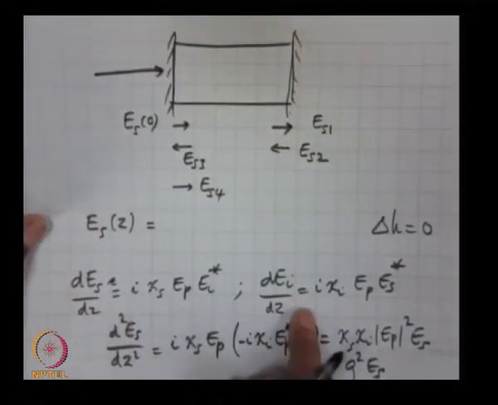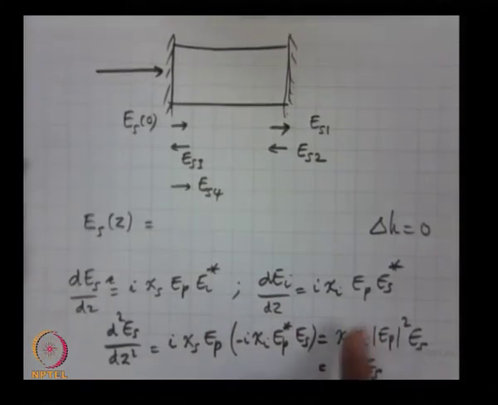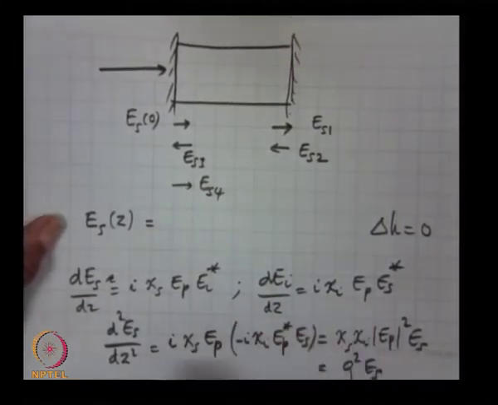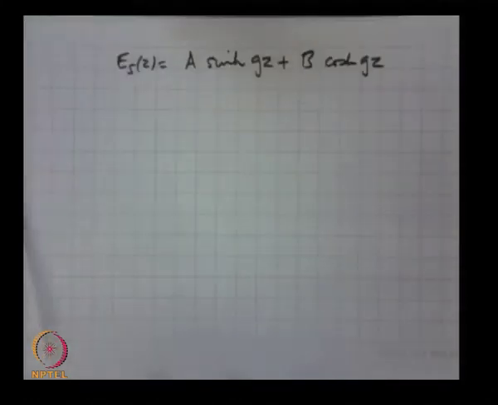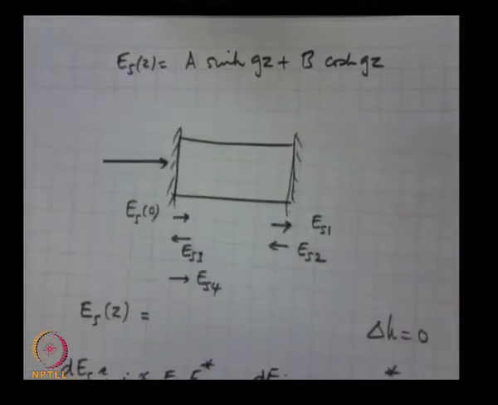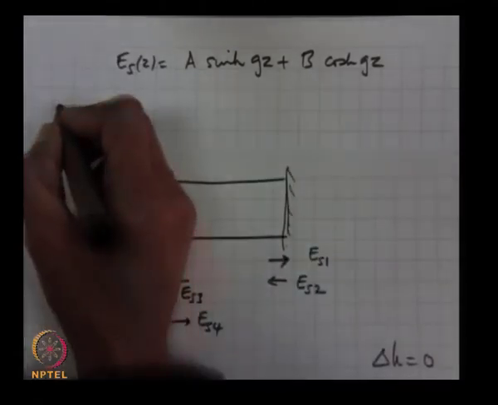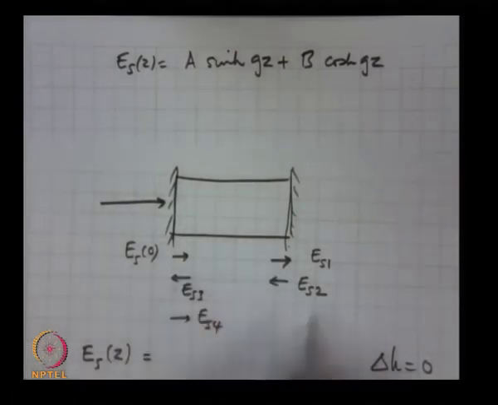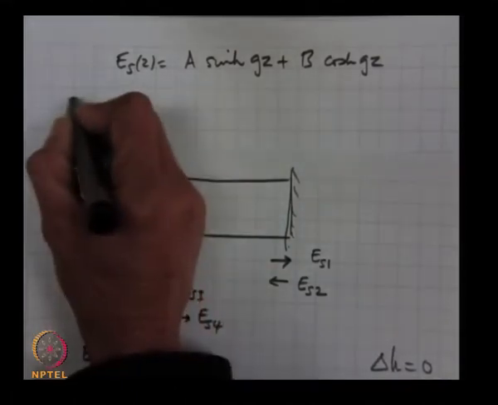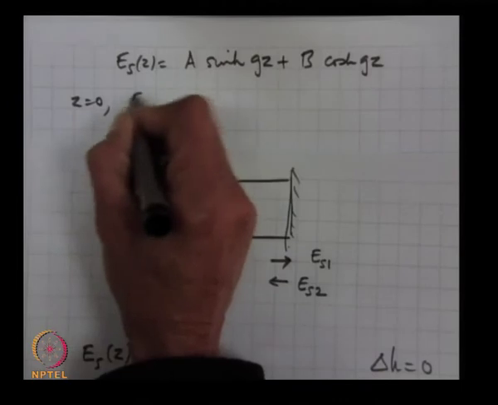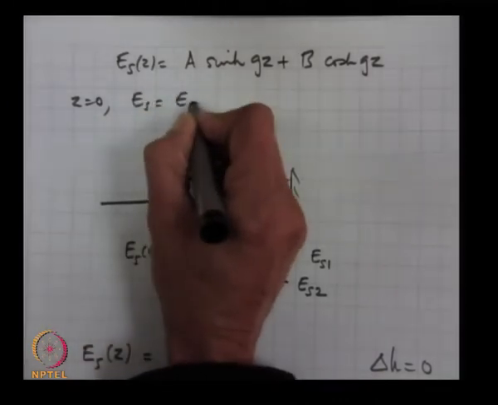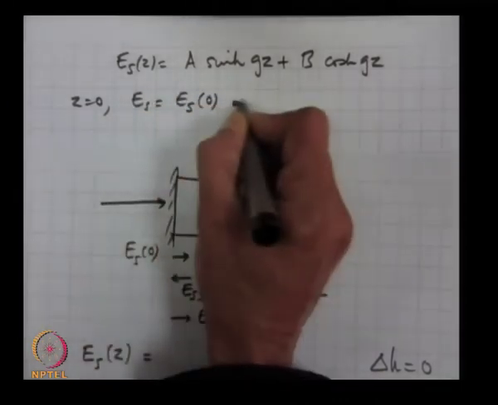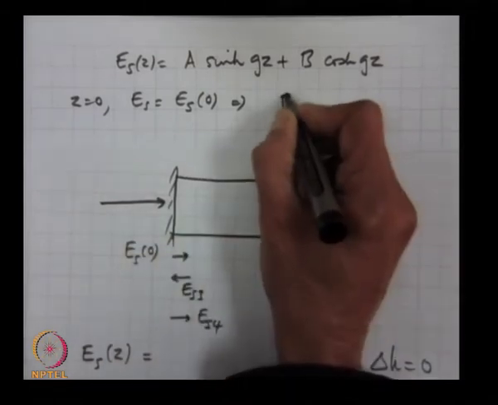These are the two differential equations. I am assuming pump 2 remains constant, no pump depletion. Then I differentiate, I get this equation. At z equal to 0, the signal is finite. So at z is equal to 0, Es is equal to Es0. This implies B is equal to Es0.